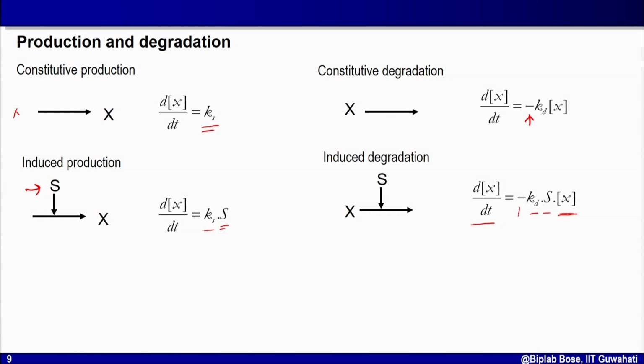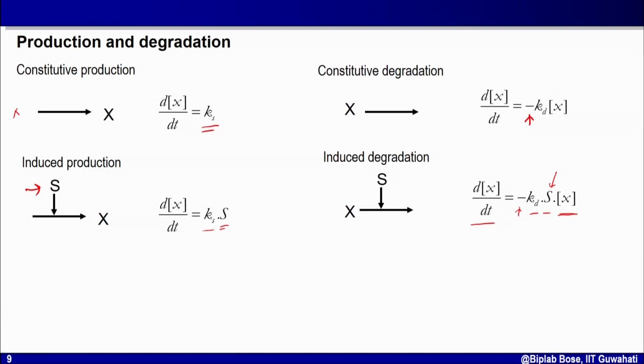The minus sign has been given again because by this process the concentration of X is decreasing. Now note that when S is equal to 0, this rate will be 0. Obviously, because you have assumed that S is inducing the degradation of X. In absence of S, there is no degradation of X.